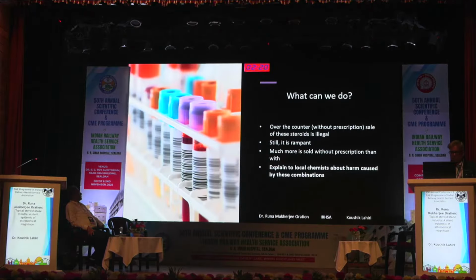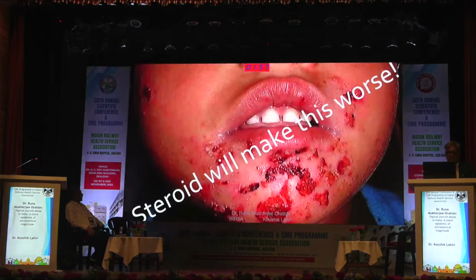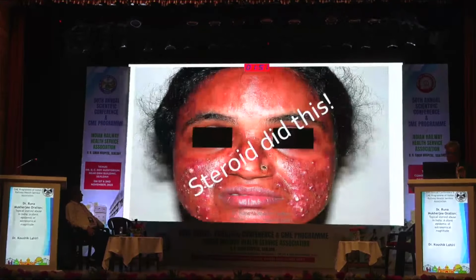What can we do? Over-the-counter sale of any steroid is actually illegal in India, but it is still going on. It's rampant. More is sold without prescription than with, as the local chemist explains. We always say, no steroid is needed in tinea infection. Our professors are regularly telling this. Here also, it's not needed. It's a simple case of impetigo. You don't need any steroid to treat this condition.